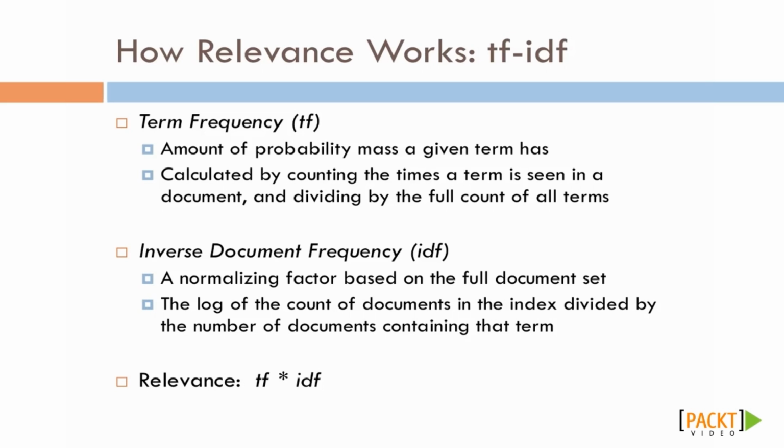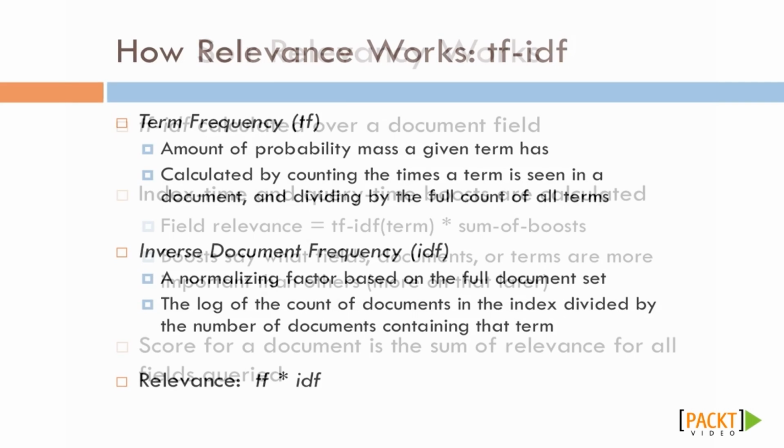Similarly, the inverse document frequency is a normalizing factor that basically says how often this term shows up in every document, and then that helps us determine whether or not that term is particularly interesting to the document that we're looking at. And this is done by doing a log of the count of the documents in the index divided by the number of documents containing that term. So, just to wrap it all up, relevance is term frequency times inverse document frequency as a normalizing factor.